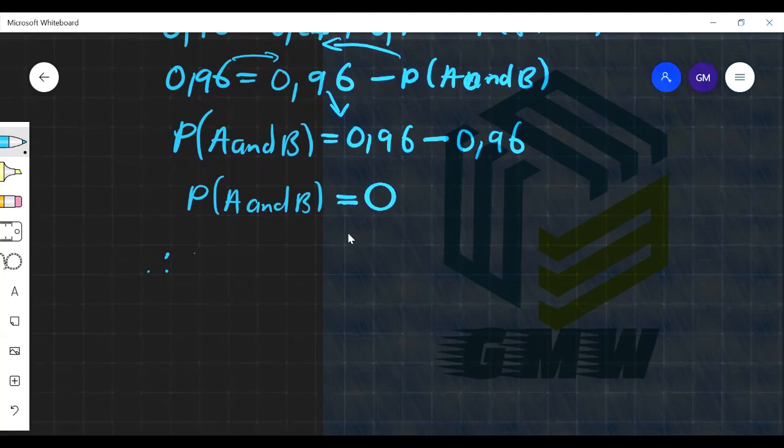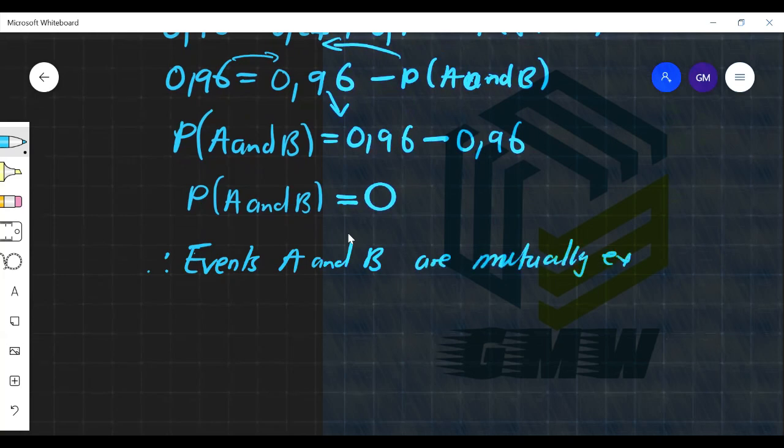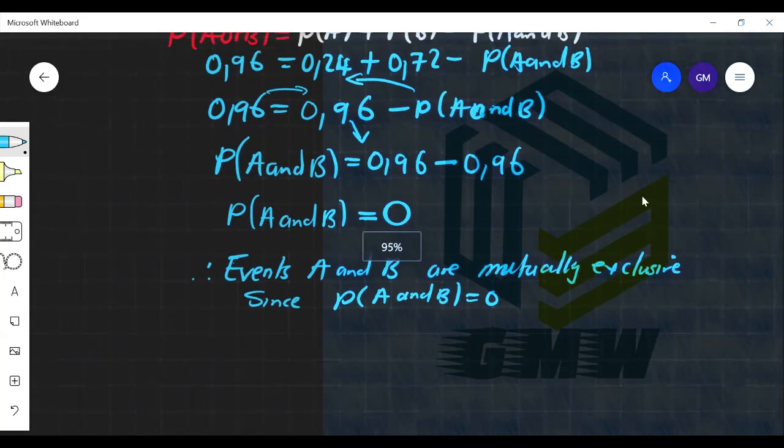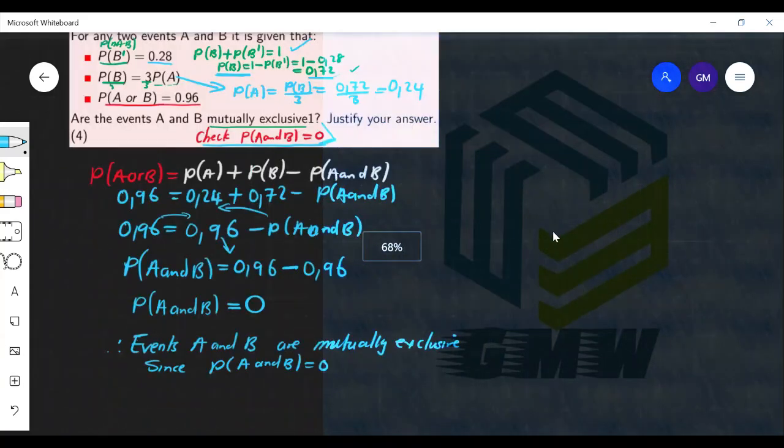So we got this answer by calculation, but to us it means something. What do we conclude about events A and B? Therefore, events A and B are mutually exclusive, because probability of A and B is 0. If we had done this calculation and got a different number, let's say 0.1, 0.2, 0.5, we would conclude that the events are not mutually exclusive. You understand? Yes. Good. Can I move on? Yes. All right. So that's 4 marks for you.